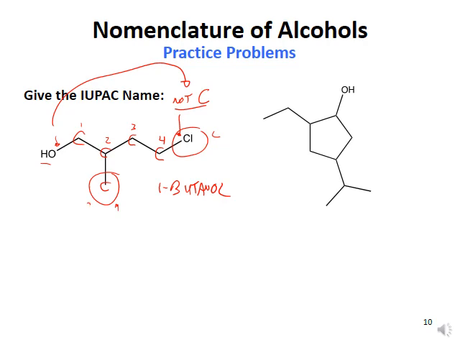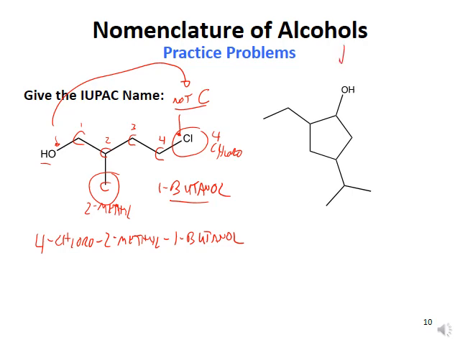Got 2-methyl, 4-chloro. Chloro comes before methyl. So if this is a 2-methyl, this is a 4-chloro, put them all together. 4-chloro, 2-methyl, 1-butanol. Not too bad, not too bad.